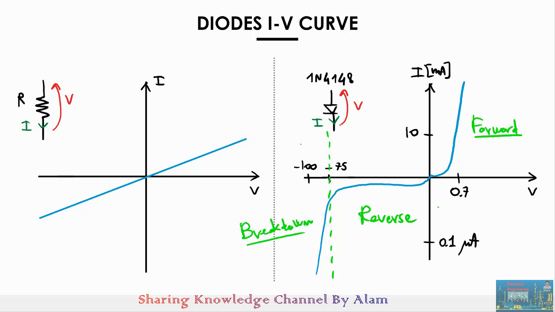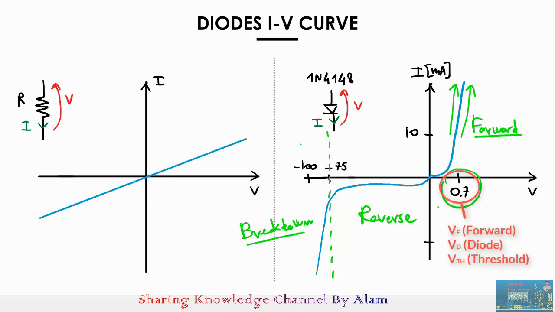Let's look at the three regions of operation more closely. Let's start with the forward region. So in the forward region, as you can see here, the current is quite low for voltages lower than 0.7 in this case. But then it grows really, really fast, exponentially, for voltages higher than 0.7 volt. This 0.7 volt is called forward voltage, but it's also referred to as V diode or threshold voltage.